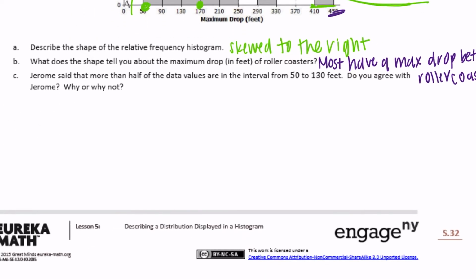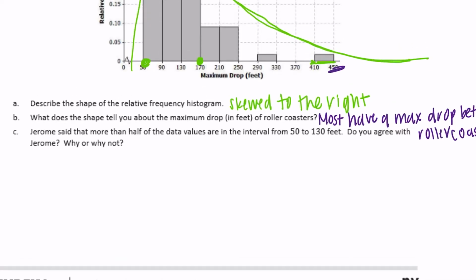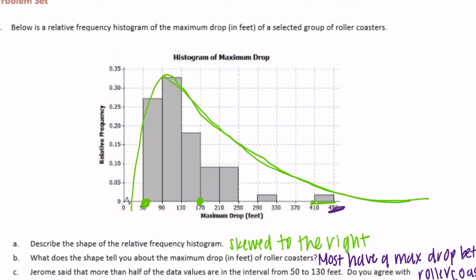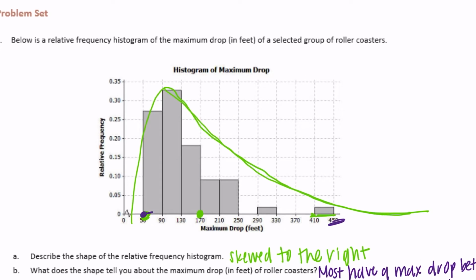C. Jerome said that more than half of the data values are in the intervals from 50 to 130. Do you agree with him? Why or why not? So he's saying more than half of them are between 50 and 130. So we can look at that. So let's see, the relative frequency here, it's about halfway there. Let's call that 27 hundredths, and this is about halfway between, we can call that 33 hundredths.